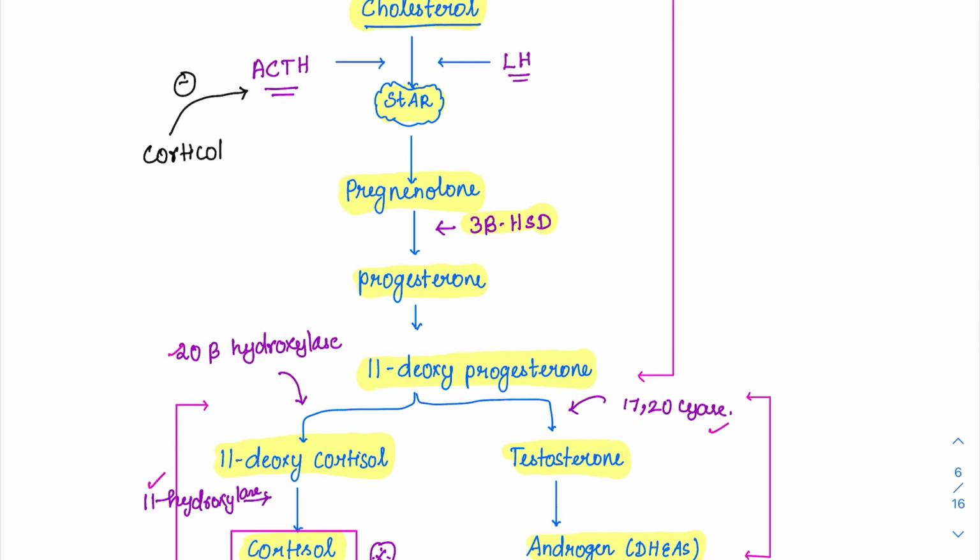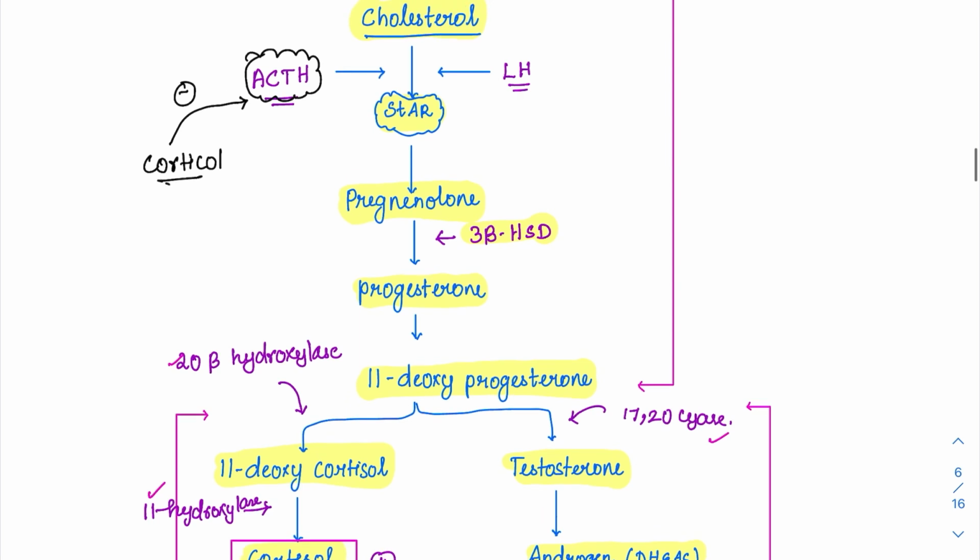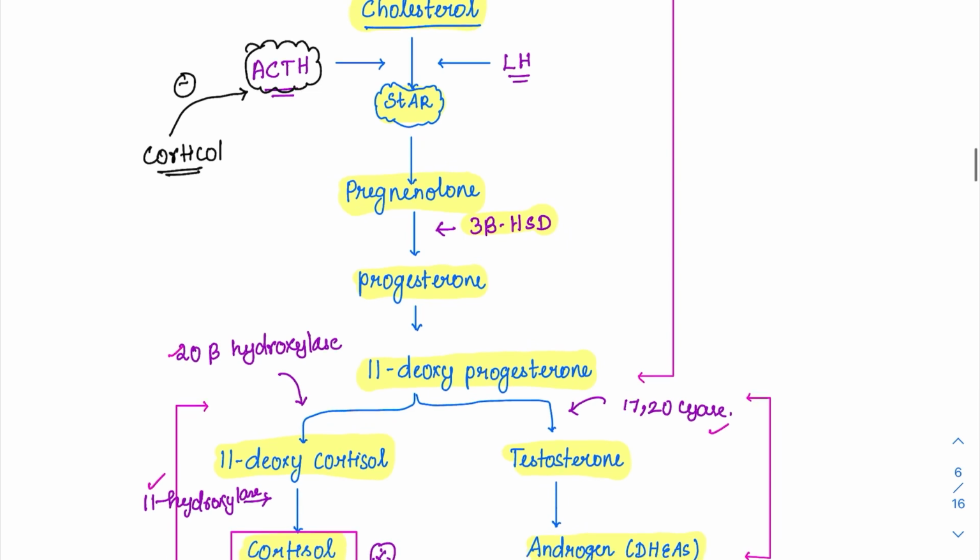If this inhibition is not there, let's take an example, what will happen? There will be a raised amount of ACTH. And if ACTH is raised, where is it going to act? It is going to act on the adrenals. So if cortisol production is not there, there is an increase in ACTH, and this increase in ACTH is finally going to cause adrenal hyperplasia.